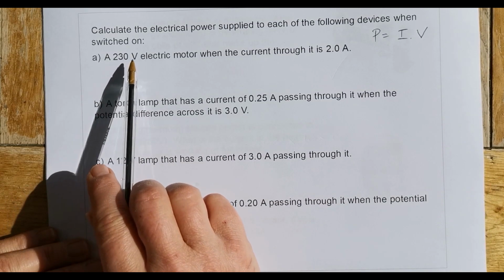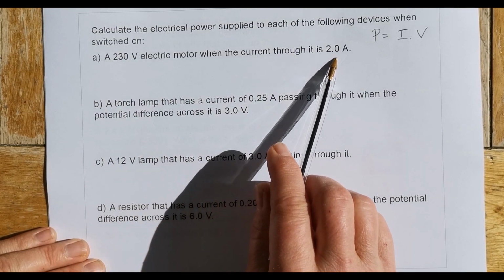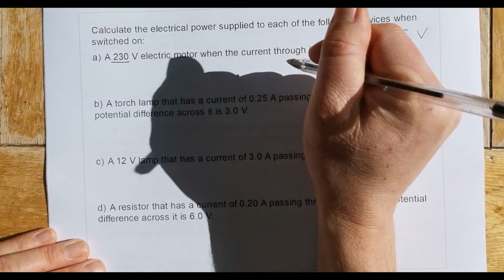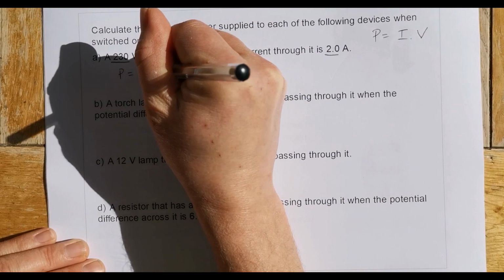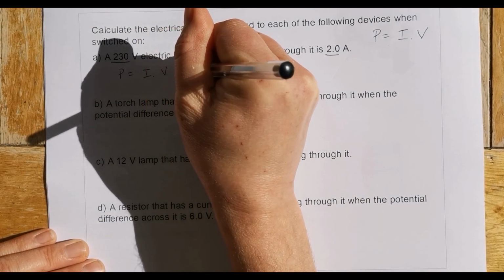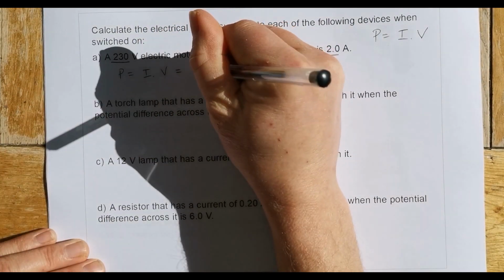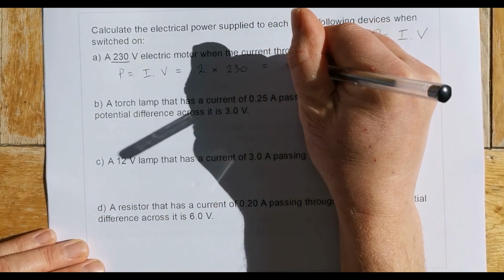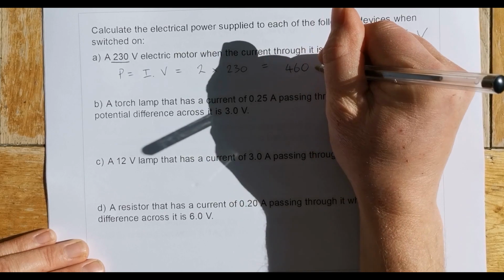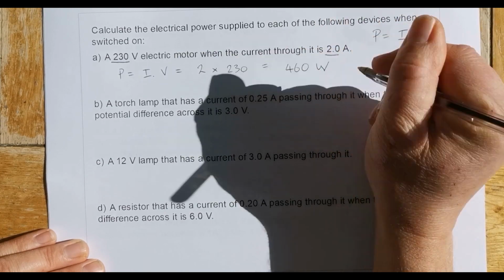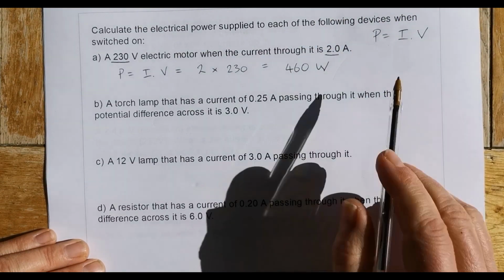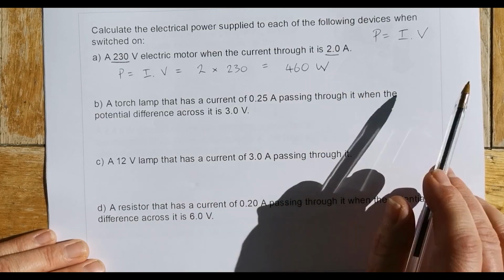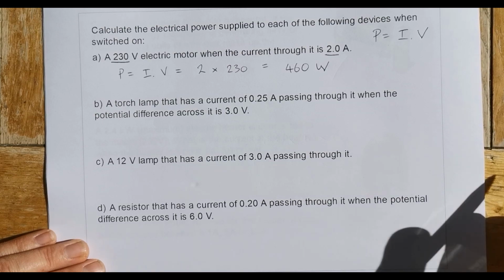So, a 230 volt electric motor when the current is 2 amps. We're trying to find power, and we've got V and I. So the obvious formula is P equals I times V. I is 2 times 230, which is 460 watts. 460 watts is 460 joules per second.